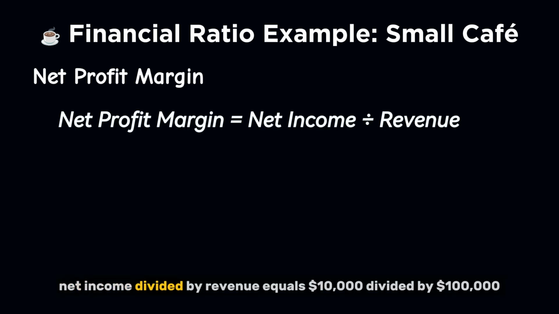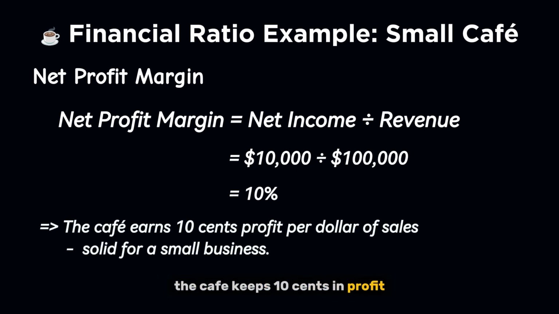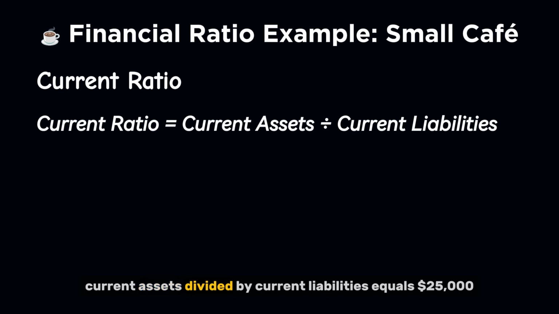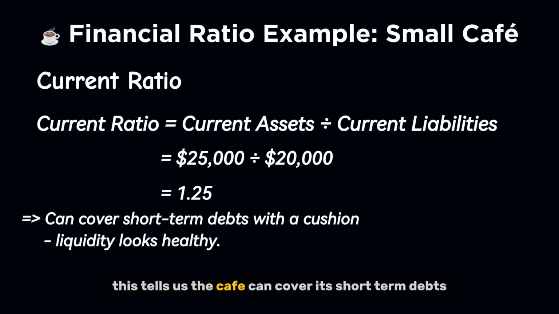First, net profit margin. Net income divided by revenue equals $10,000 divided by $100,000. That means for every dollar of sales, the cafe keeps 10 cents in profit. That's a decent margin for a small business. Next, current ratio. Current assets divided by current liabilities equals $25,000 divided by $20,000 equals 1.25. This tells us the cafe can cover its short-term debts with some cushion.